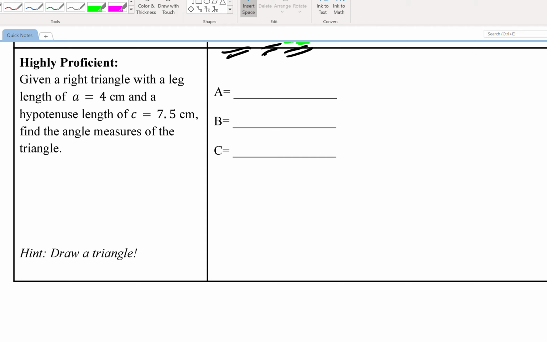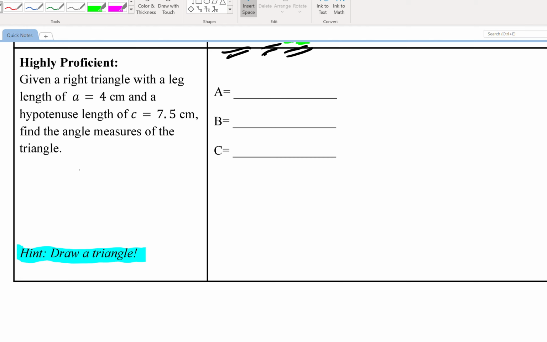Given a right triangle with a leg length of A equals 4 centimeters and a hypotenuse length of C equals 7.5 centimeters, find the angle measures of the triangle. And then it says here, hint, draw a triangle. So we're going to do that.